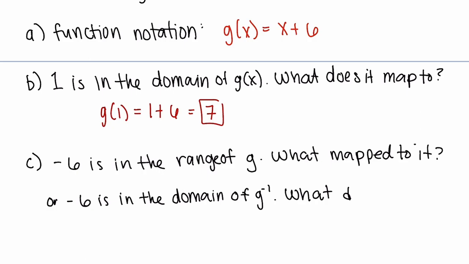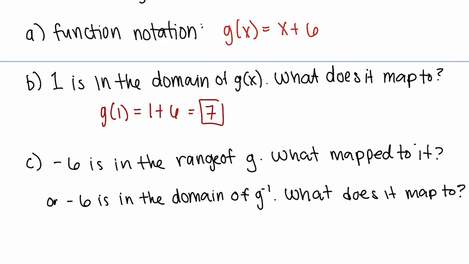What does it map to? Anyway, so I could say something like this. This is the exact same question written two different ways. Because remember, we switched domain and range. So if I say negative 6 is in the range of G, what number mapped to it? Or I could say negative 6 is in the domain of G inverse. What does it map to? It's the exact same question, writing it two different ways. You're going to see it written both ways.